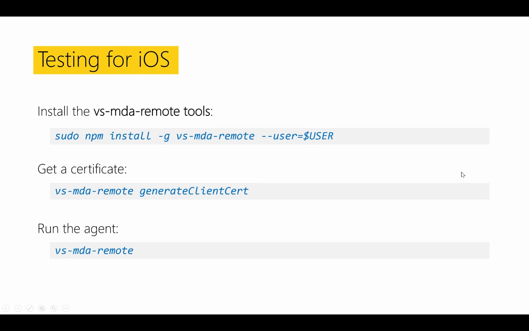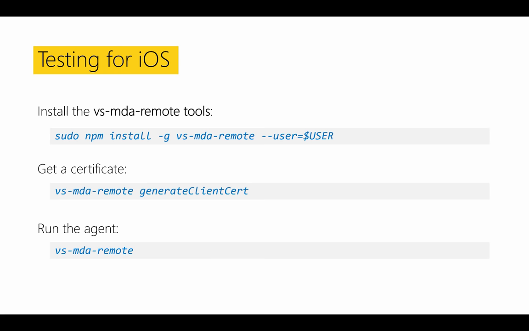Because in order to test for iOS, there are three things you need to do. The first thing is, in the terminal on the Mac side, you need to install the VSMDA Remote Tools agent. Pretty simple, just run this command. Then once you have done that, you need to receive a certificate that allows you to have a secure connection between the remote agent and what you're currently building on the Windows side. And then once you've received a certificate, you need to run the agent. There's also a little configuration you do in Visual Studio, and I will show you all of that right now.